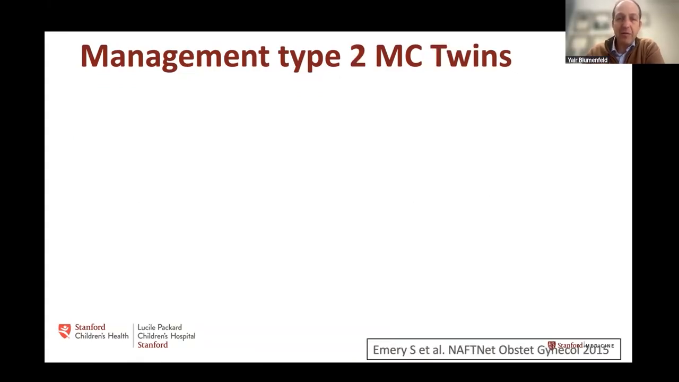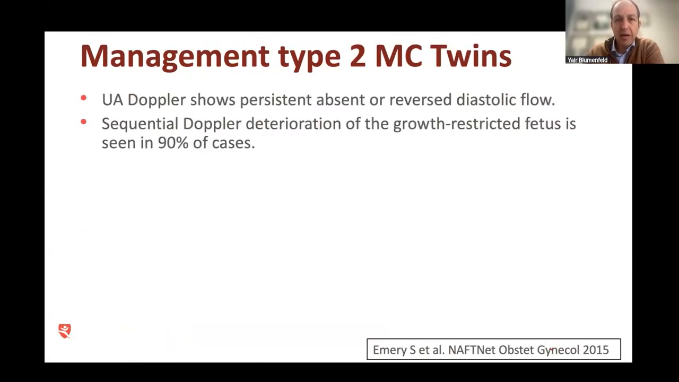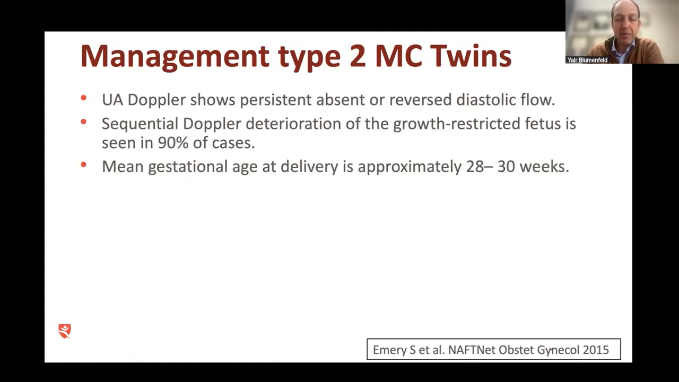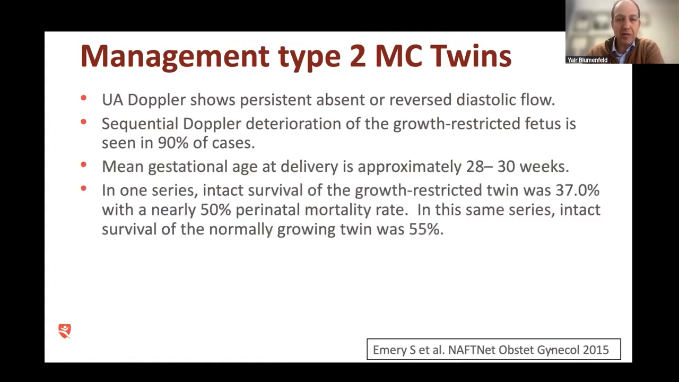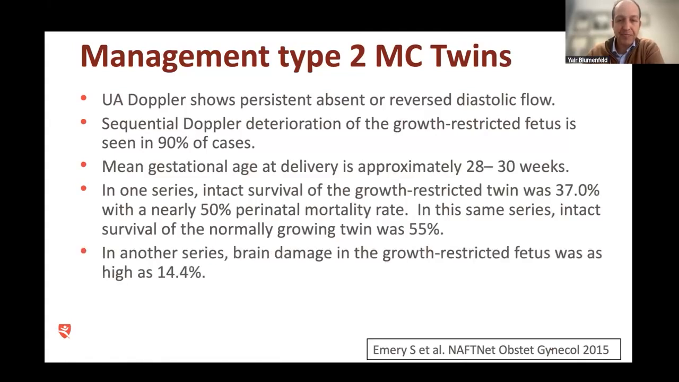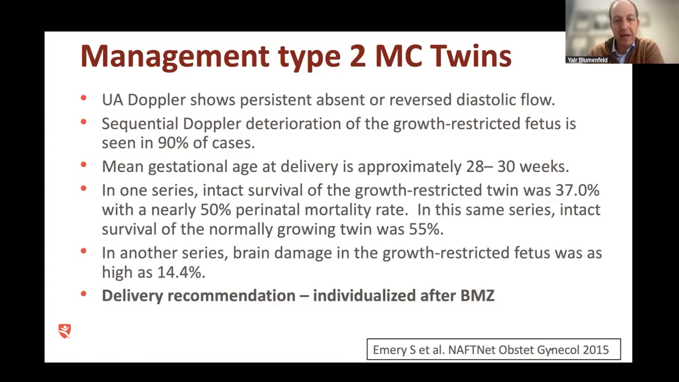And then finally, with type 2 monochorionic twins, those are with persistent, absent, or reverse. The deterioration is quite high over time. Mean gestational age of delivery is usually around 28 to 30 weeks. If you have demise of one twin, you're really, really in a bad spot, associated with a lot of brain parenchymal abnormality. And really, the delivery recommendations are to individualize.